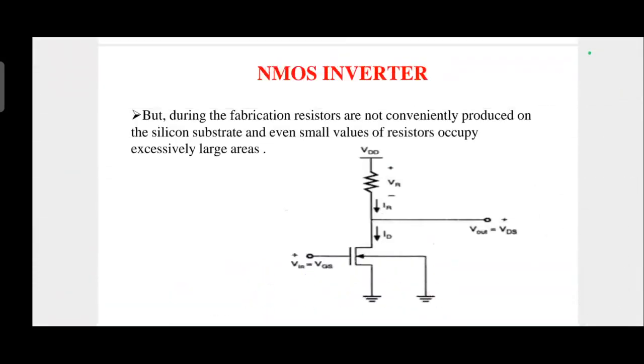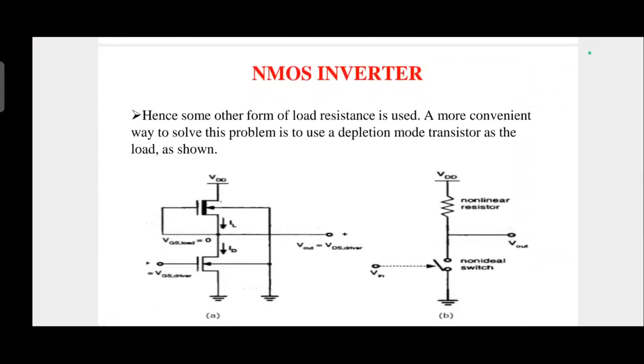The drawback of this kind of NMOS inverter circuit is that while fabricating, resistors are not conveniently produced on the silicon substrate. That means even for small amounts of resistance, these occupy a large area, which is costly. So that is why we are going to construct an alternative circuit for the NMOS inverter. Here we are going to use one more NMOS transistor as pull-up device. The alternative and more convenient way to solve this problem is to use a depletion mode transistor as the load.